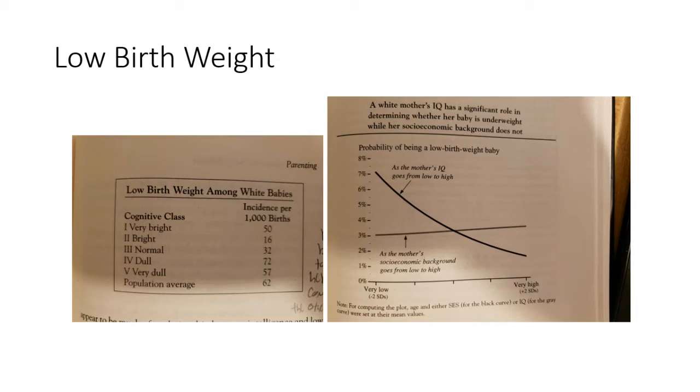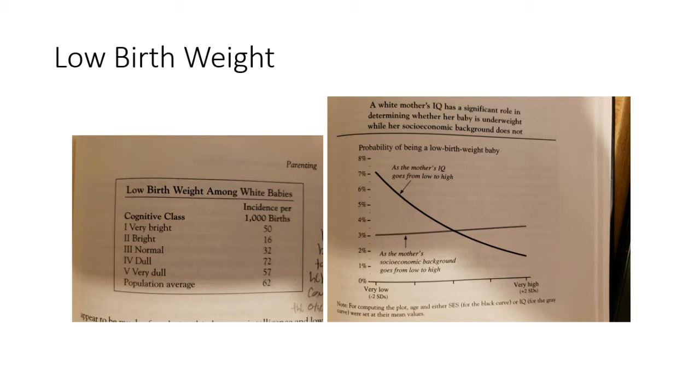Again, this is just for the white population, white mothers, white babies. And look at the table on the left: incidences per 1,000 births of low birth weight. What constitutes low birth weight?